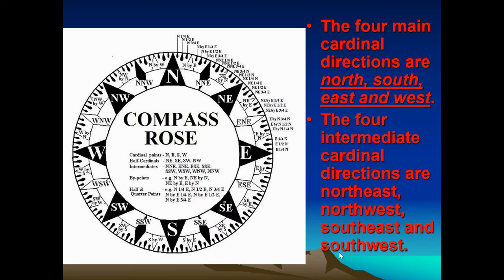You have your 4 main cardinal directions. They're going to be north, south, east, and west. Okay, and then you have the ones in the middle. Those are called intermediate directions: northeast, northwest, southeast, and southwest.